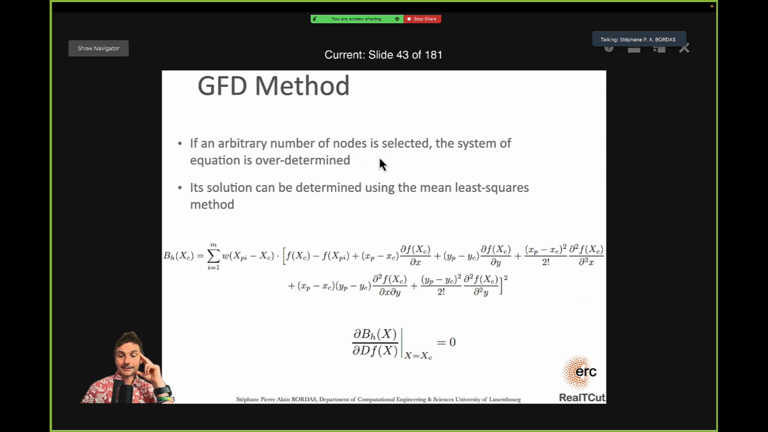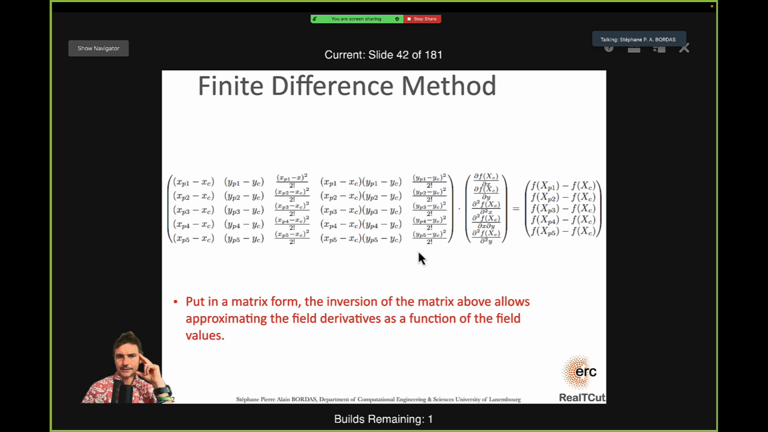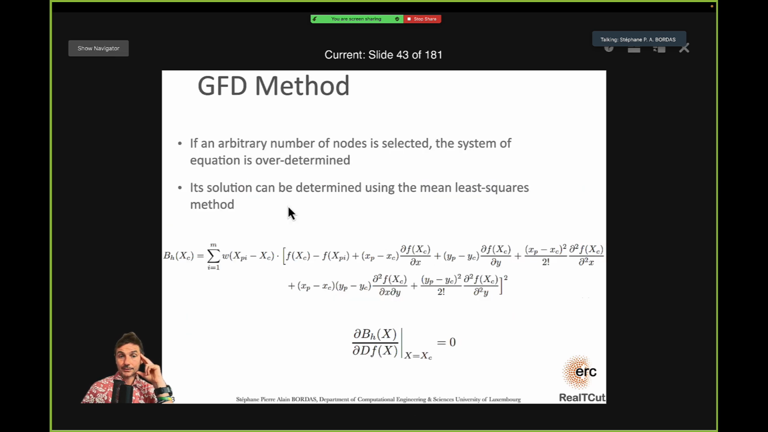So now the problem is that in the previous case we had exactly 5 derivatives and exactly 5 points, but that will never happen. I mean, usually you will have cases where you either have too few points, in which case you can't do anything, or too many points, in which case you can do something, but the system is overdetermined. And of course, you cannot solve it exactly, but you can solve it in the least squares sense, which essentially boils down to doing it this way.